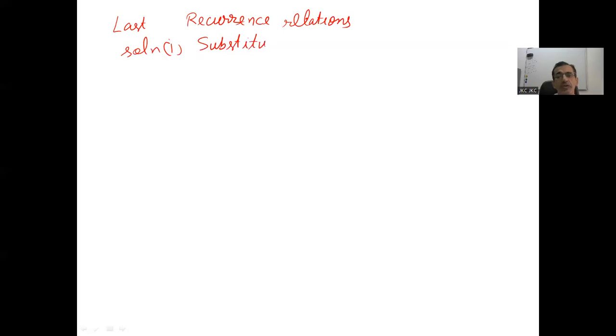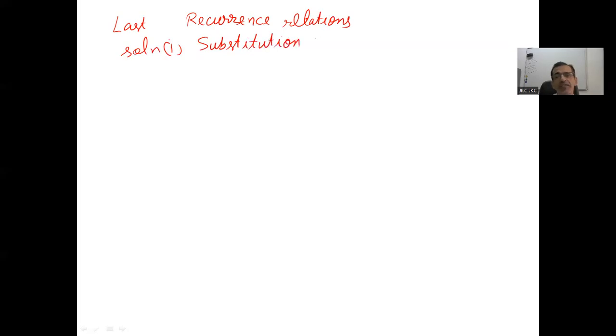Good morning, and let's resume from the previous discussions. Last class, we already discussed how recurrence relations are solved using the substitution method. Today we are going to talk about the recursion tree, or recurrence tree, to be used.